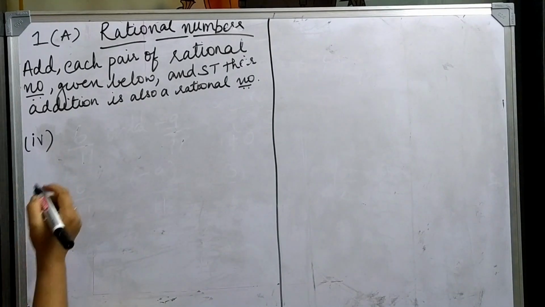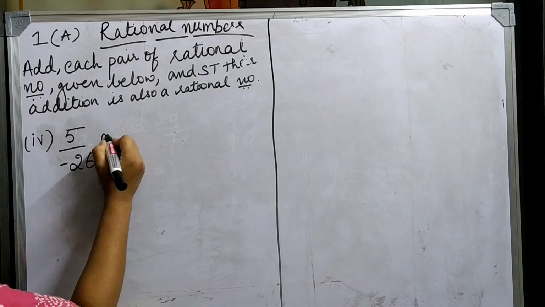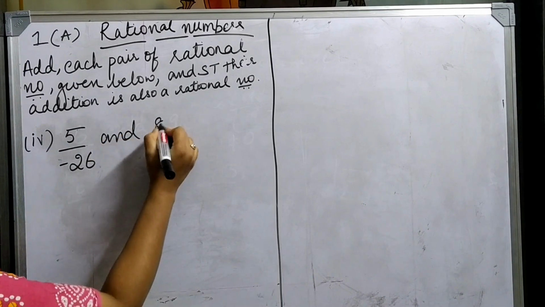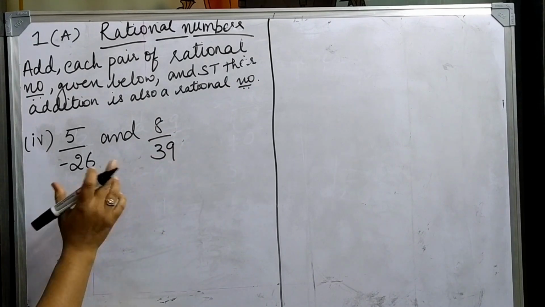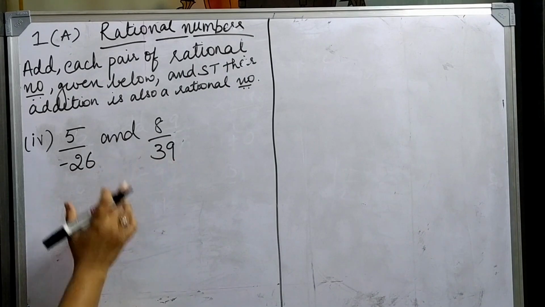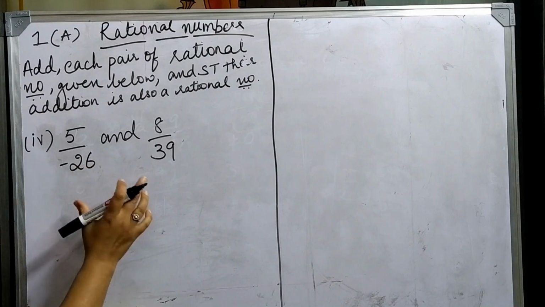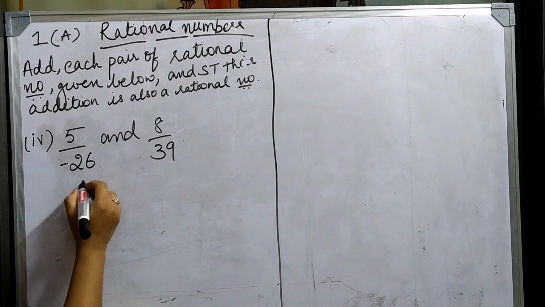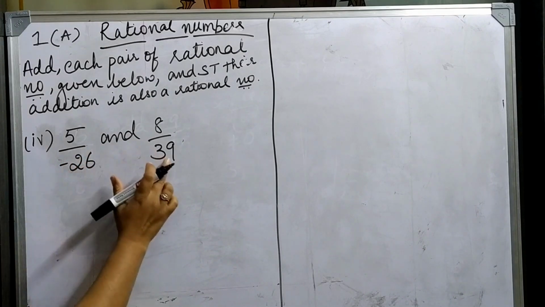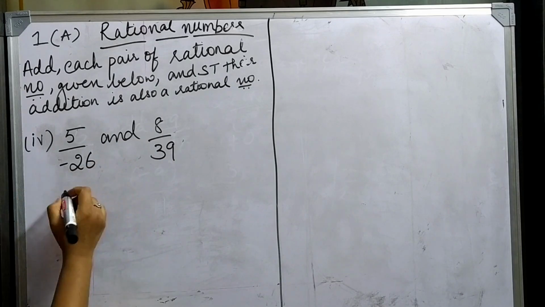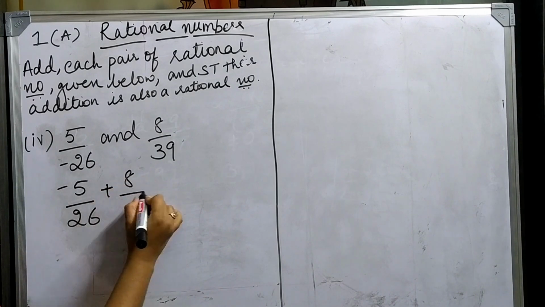Now let us move on to the fourth question, which is 5 divided by minus 26 and 8 divided by 39. So when you look at the denominators, you can find the denominators are not same. So these two are not like fractions. So in this case, you will have to take the LCM of the denominators. Here the denominators are 26 and 39. So let us write it down. Minus 5 by 26 plus 8 by 39.